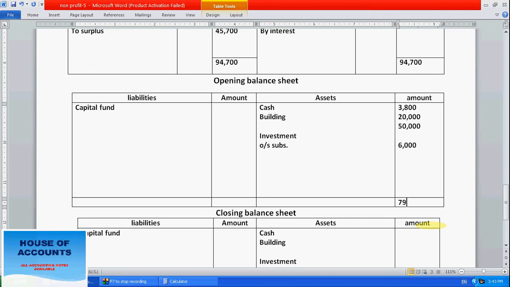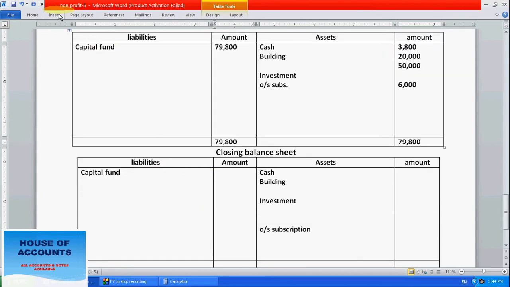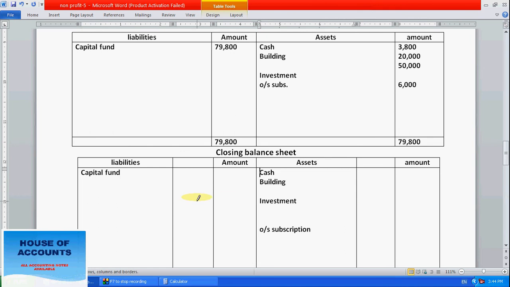So write 79,800, and the capital fund also the same, 79,800. Total balance 79,800. Now go for closing. Before that, the capital fund will be here. Okay, so I'm writing in the detail column. So first take the capital fund 79,800, then add surplus.